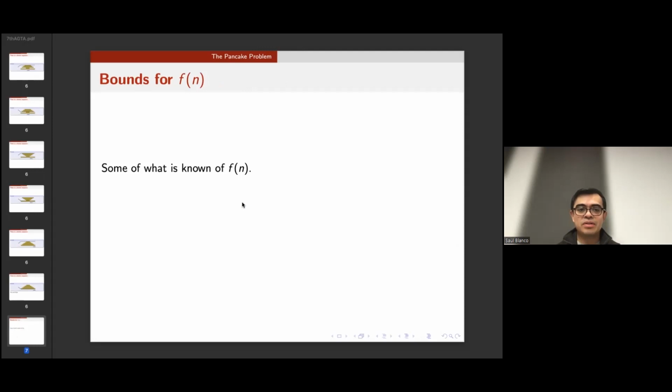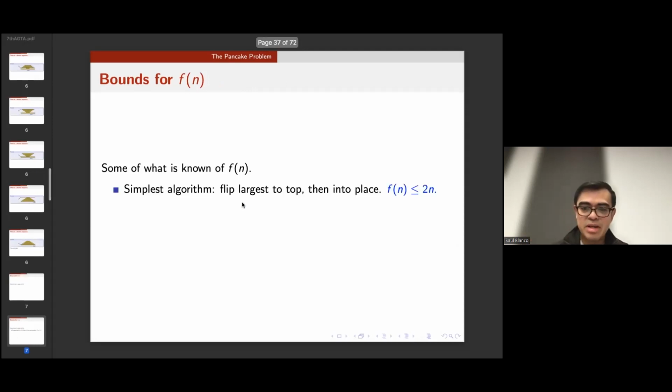So what are some known bounds for the number? Obviously the one I just mentioned is about 2n. You take the largest pancake that is not in the right order, you put it to the top, that would be 1 flip. Then you put it back in the right place, that would be another flip. So for each pancake, there are about 2 flips. So that algorithm, flipping the largest pancake out of order, would take about 2n steps.